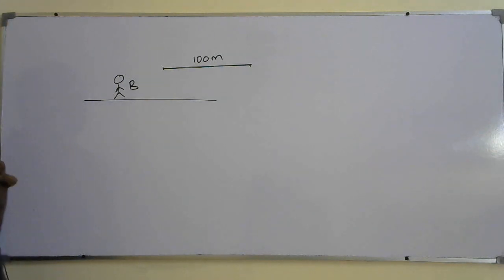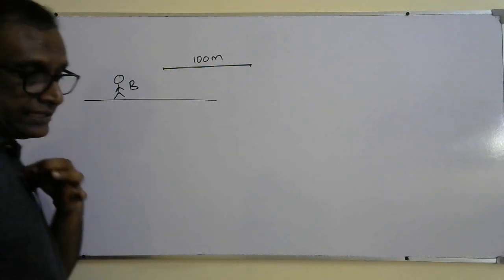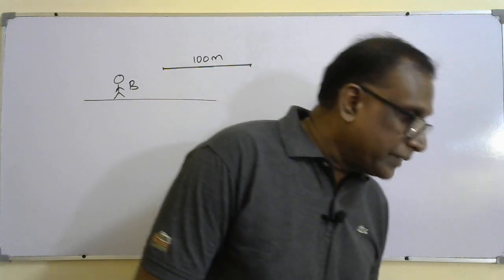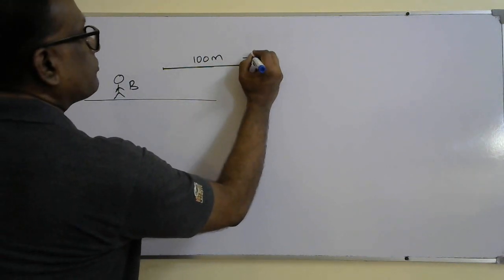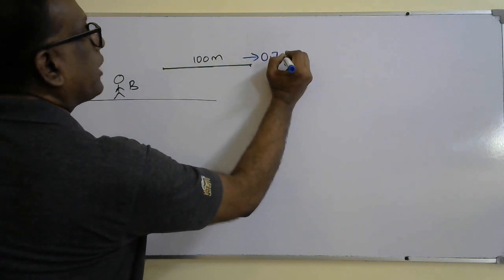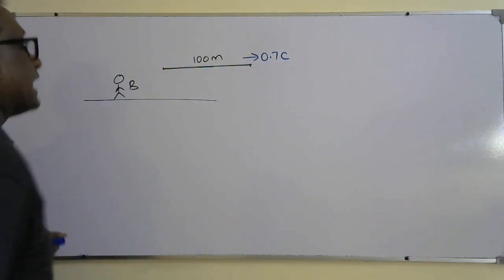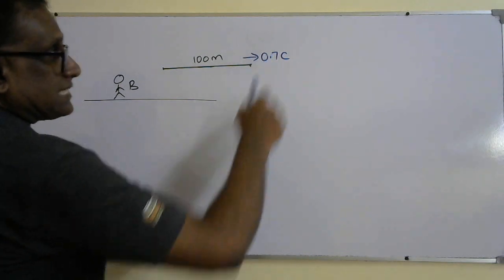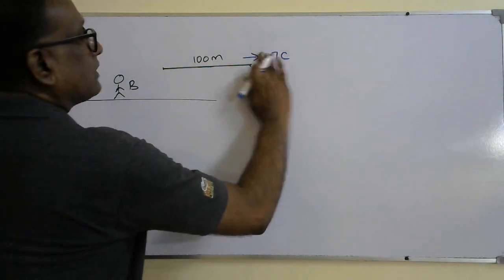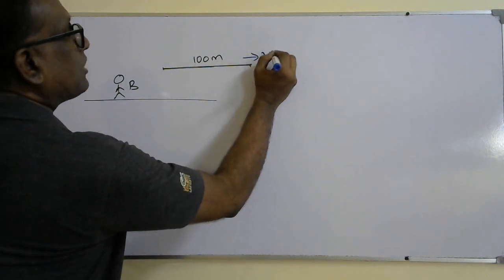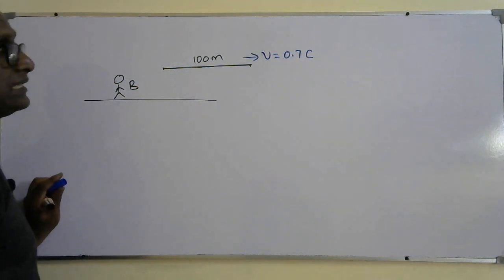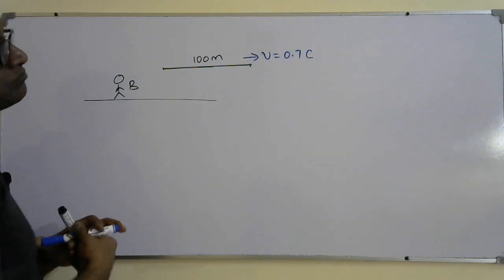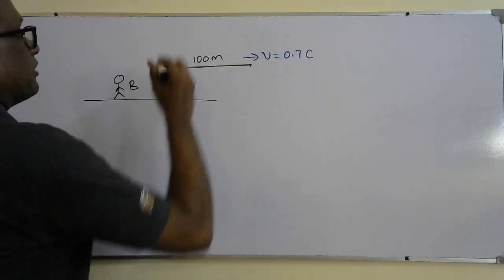Now what happens, the rod is thrown or projected at very high speed. Imagine it's projected at a speed of 0.7 times the speed of light, 0.7c, where c is the speed of light. So v is equal to 0.7c, that is, the rod is projected at a speed of 70% of the speed of light. This is the rod.